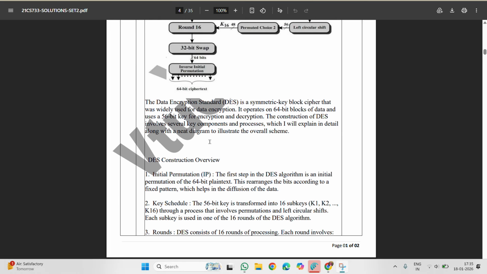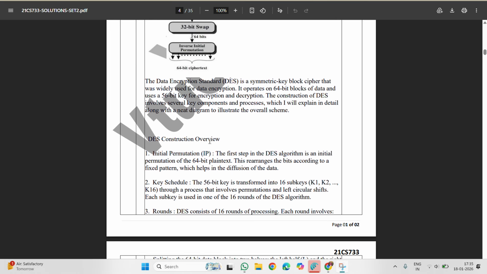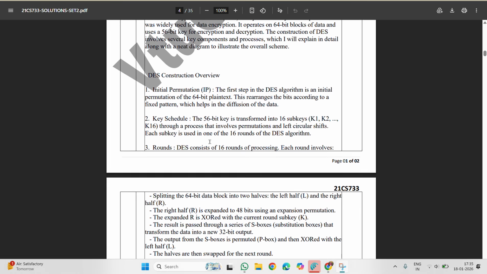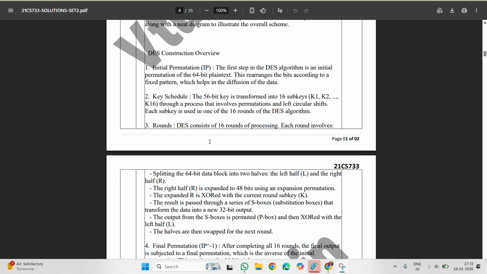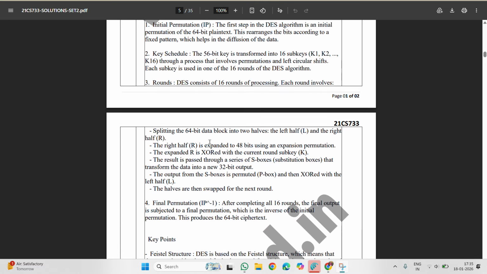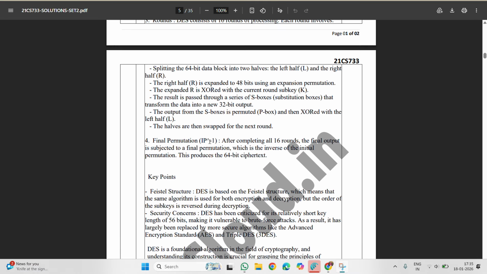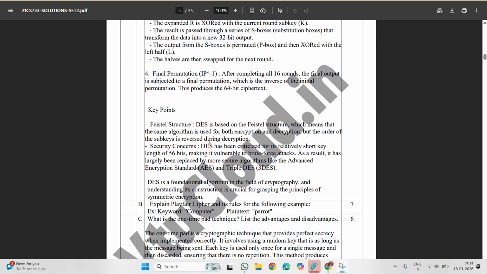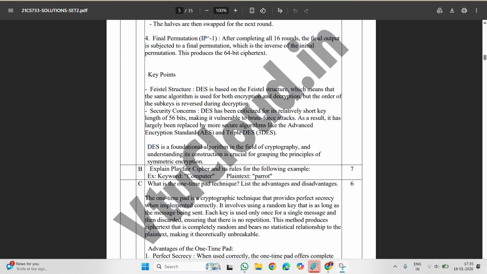And the DES construction overview is initial permutation, key schedule, rounds. These are some construction overviews of the DES. And coming to the next question 2B, explain Playfair cipher and its rules for the following examples. Firstly, you have to define what Playfair is and write the 4 rules for this, to solve from plain text to ciphertext using the keyword and the plain text provided.